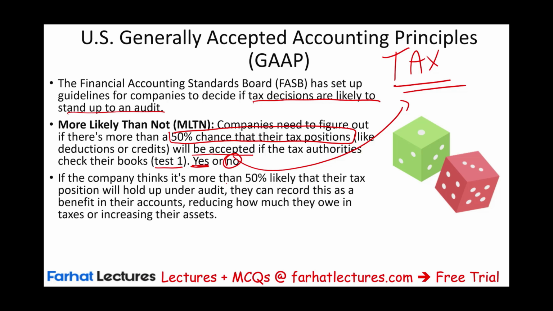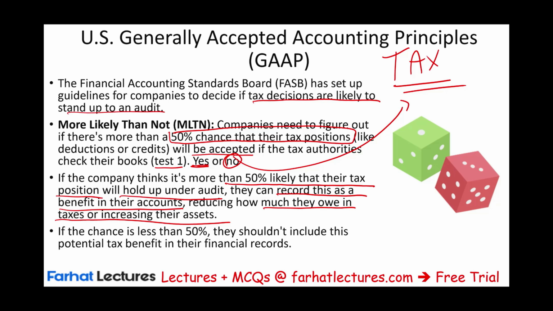So if the company thinks it's more than 50% likely that their tax position will hold up under audit, they can record this as a benefit in their accounts, reducing how much they owe in taxes or increasing their assets. So if they think it's more than 50%, they're going to take the deduction, and on the financial statements, they might have to book a liability. If the chance is less than 50%, they should not include this potential benefit in their financial records because there's no chance of that taking place. And if that's the case, they should not even take the deduction on the tax return.